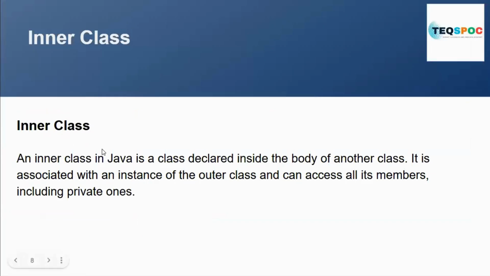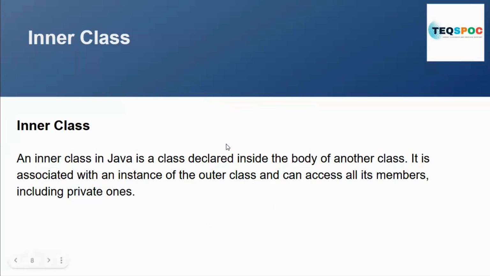Now coming to our slide. What is basically an inner class, or nested class? An inner class in Java is a class declared inside the body of another class. It is associated with an instance of the outer class and can access all its members, including the private ones. This means if you create one class A, and inside that class A you create one more class B, when you create one class inside another class, that is called an inner class or nested class. So that class B can access the variables and methods of class A.